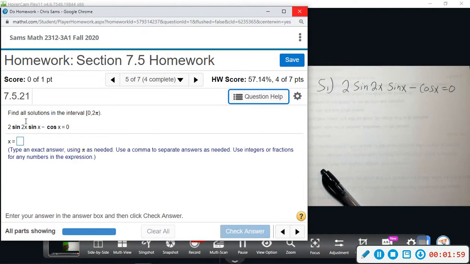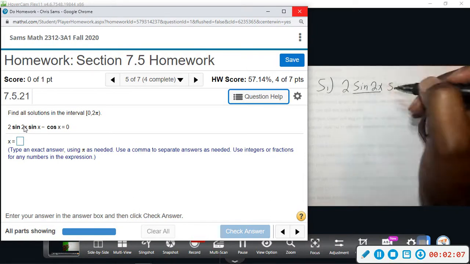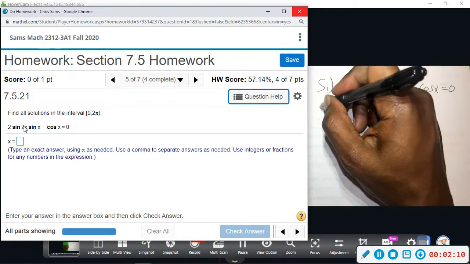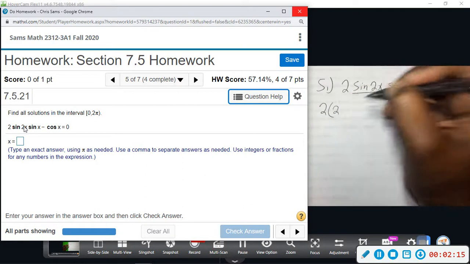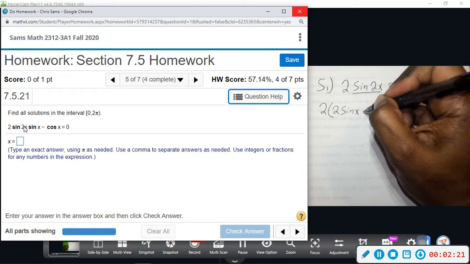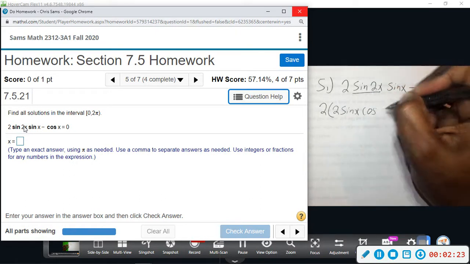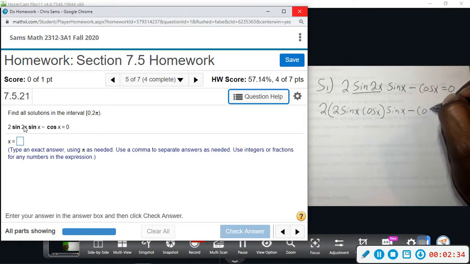So this sine 2x right here, I'm going to replace with 2 times sine x cosine x. So that 2 outside will stay. And in parentheses, this part right here is equal to 2 sine of x, whatever the angle is, cosine of x. And then it's being multiplied by sine of x, and then minus cosine of x, and that equals 0.